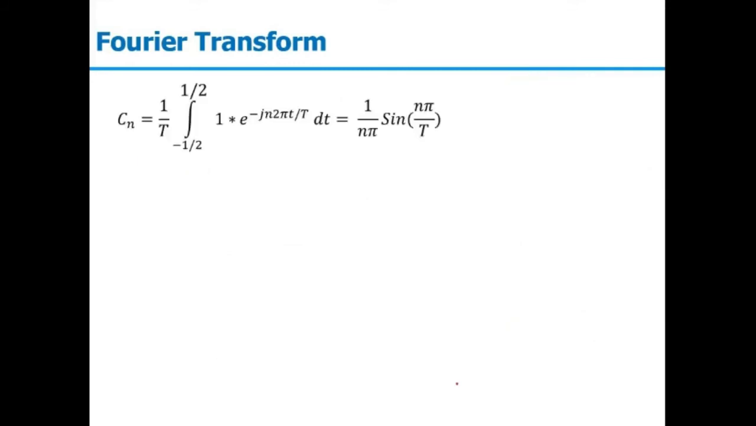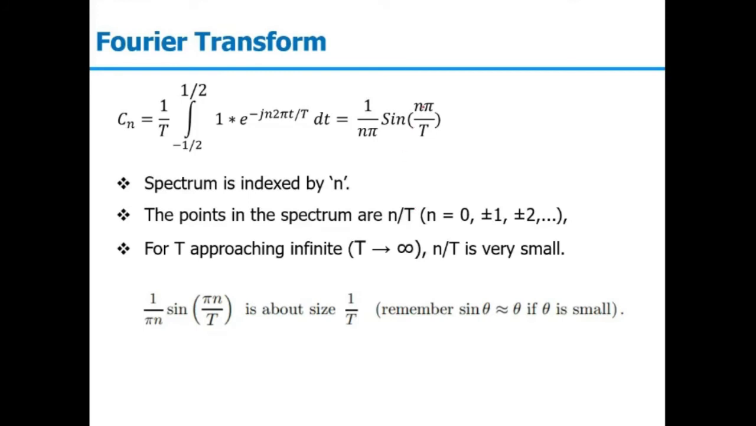Now if you see this function, this spectrum is indexed by n and depends on n by T, where n is varying from 0, plus minus 1, plus minus 2 and so on. So if T is approaching infinite, the sine function will be approaching 0. So we can say when T is approaching infinite, my Cn is approaching 0, for this considered periodic signal with T extending to infinite. It means for T extending to infinite, this n by T is very small. And we can use a simple identity, that when theta is small, sine theta is equal to theta only. What does it mean?